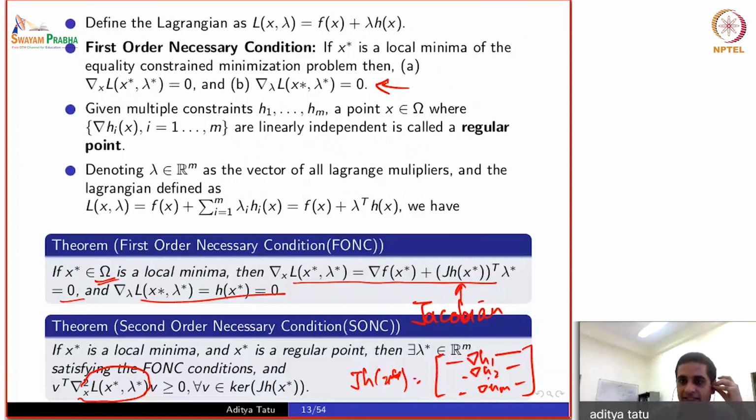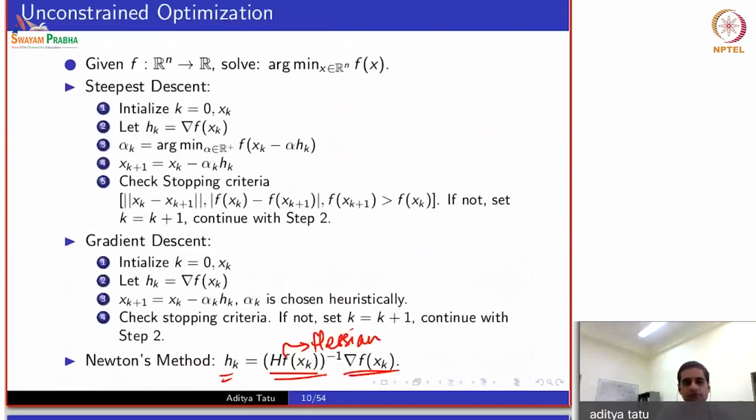Sir, I have a doubt about the gradient descent. You said that the alpha value is heuristically determined. Can we change the alpha value each iteration and determine how fast it's approaching the minima? Yeah, so alpha k, you can choose yourself. You can vary it in every iteration if you want.